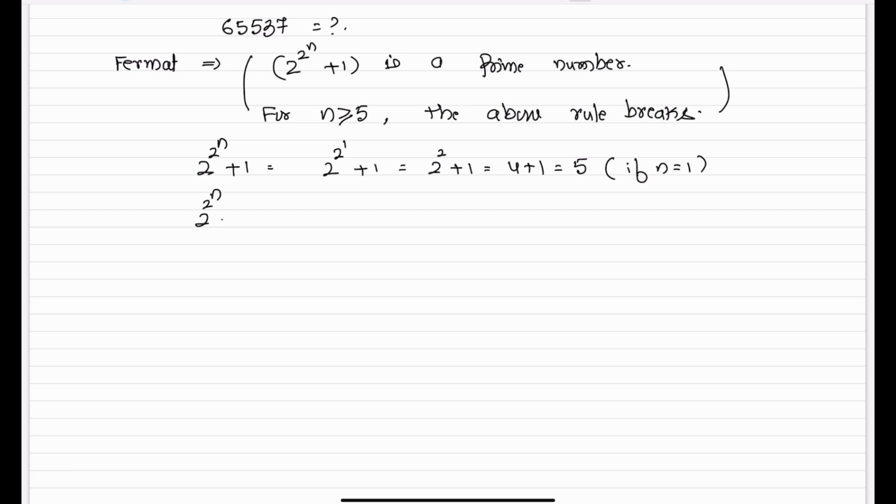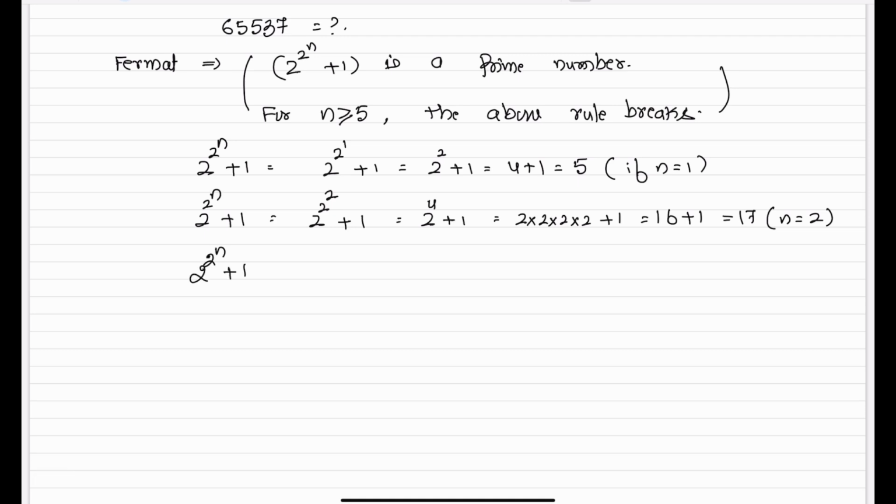2 to the power of 2 to the power of n plus 1 is equal to 2 to the power of 2 to the power of 2 plus 1. First 2 to the power of 2 is 4, so 2 to the power of 4 plus 1. 2 to the power of 4 is multiplication of 2 four times. 2 into 2 is 4, 4 into 2 is 8, 8 into 2 is 16. That is 16 plus 1, that is 17. This is for n is equal to 2.